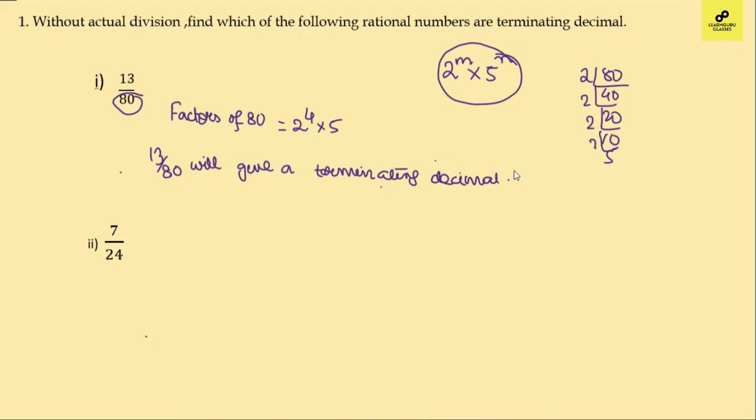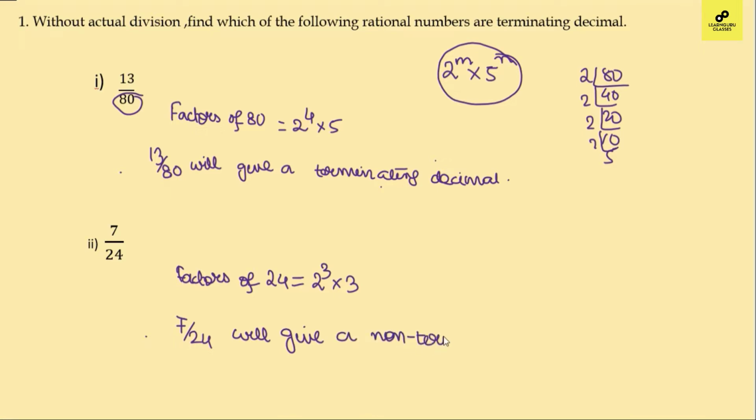Okay, so next let us see 7 by 24. Factors of 24 are 2 to the power of 3 into 3. Since it is not in the form of 2 to the power of m into 5 to the power of n, 7 by 24 will give a non-terminating repeating decimal expansion.